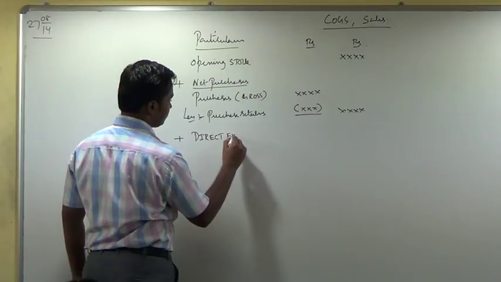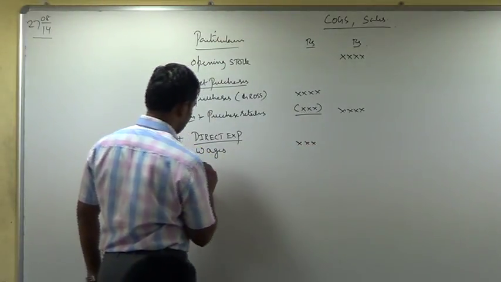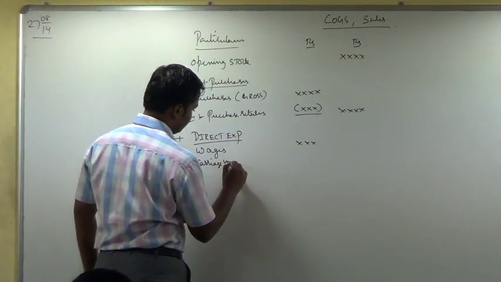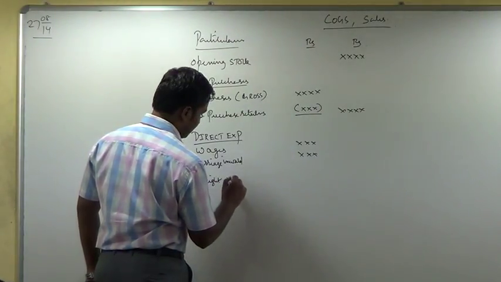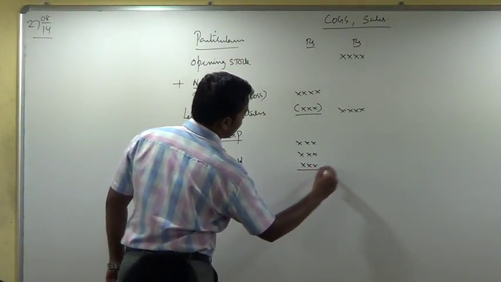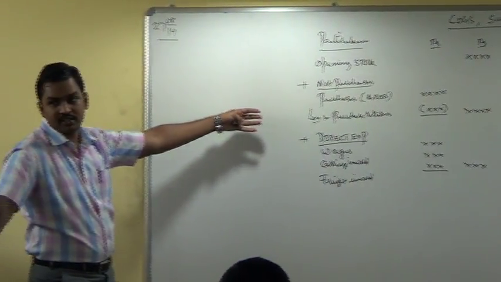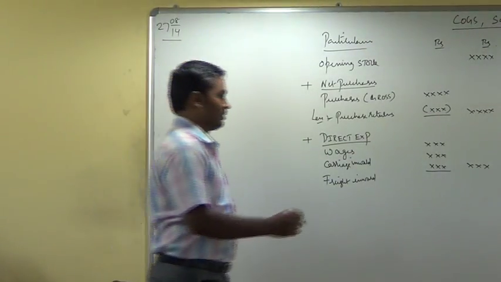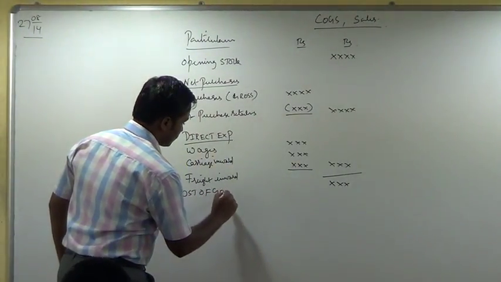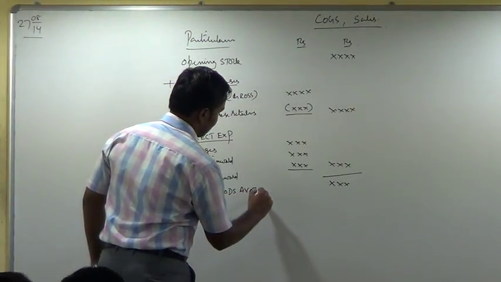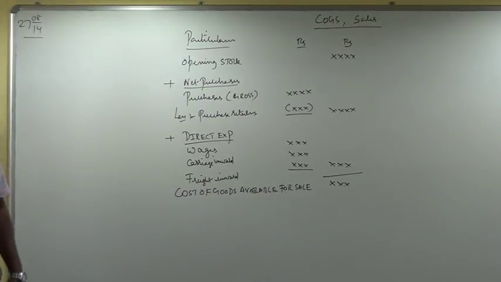And direct expenses, like wages, carriage inward, freight inward, etc. These are your direct expenses. Opening stock, add net purchases, add direct expenses. You will get cost of goods available for sale.